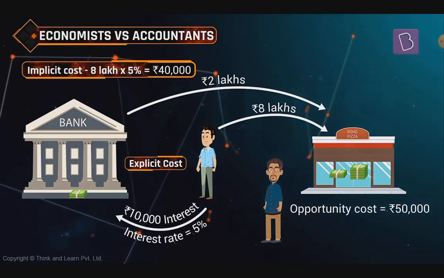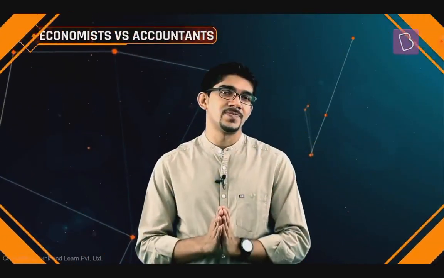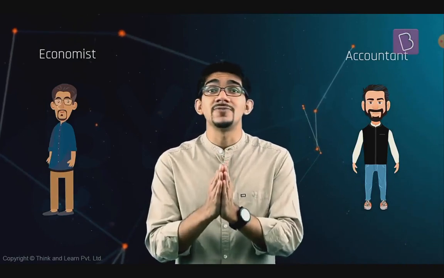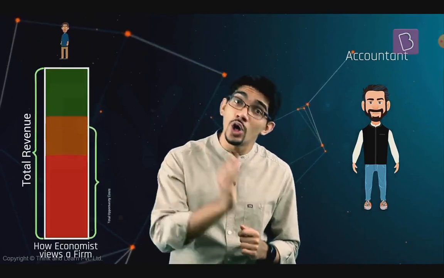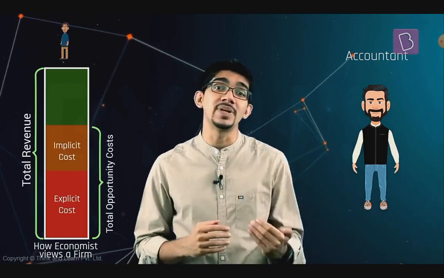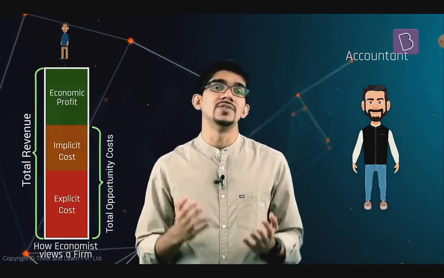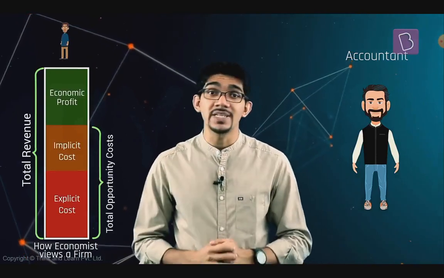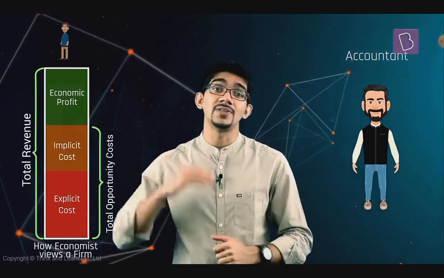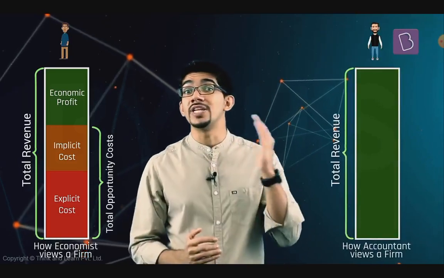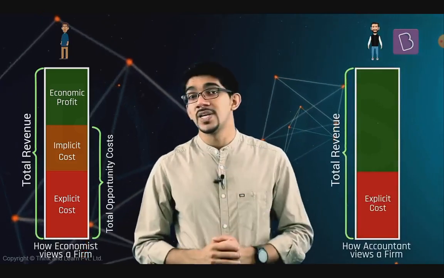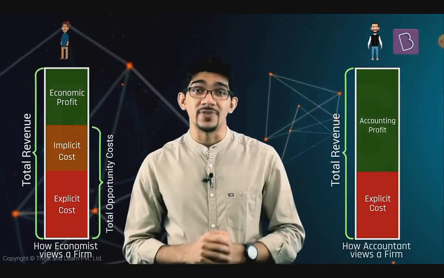Now, let's return to the firm's objective: profits. Because economists and accountants measure costs differently, they also measure profit differently. An economist measures a firm's economic profit as the firm's total revenue minus all the costs, explicit and implicit, of producing the goods and services sold. An accountant measures the firm's accounting profit as the firm's total revenue minus only the firm's explicit costs. This figure here summarizes this difference.